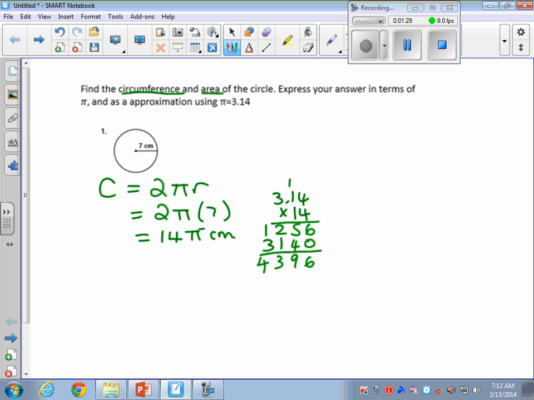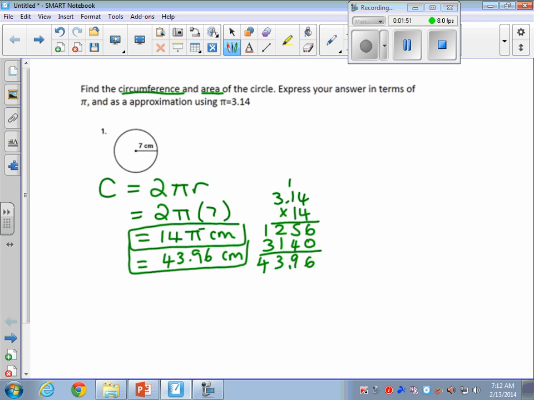I have two numbers after the decimal in my question, so I need two numbers after the decimal in my answer. So 14 pi centimeters is also 43.96 centimeters. Sorry, centimeters, not centimeters squared.